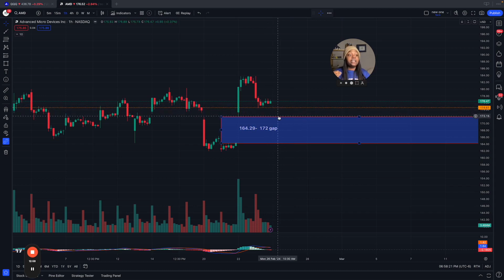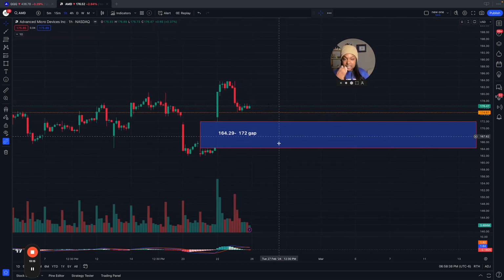Now, if it continues to lose 172 and you get an hourly close below this 172, I would look to go ahead and swing that. And we're going to go on and short to fill this gap. All right. Now we have some very obvious stopping places inside of this gap. So I want to show you a couple of methods that you can use to do it.